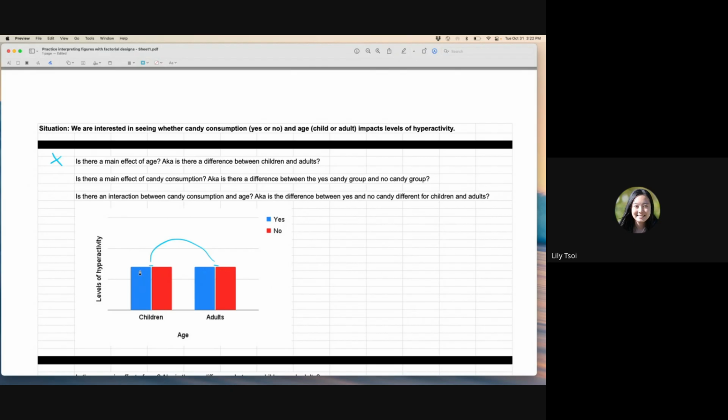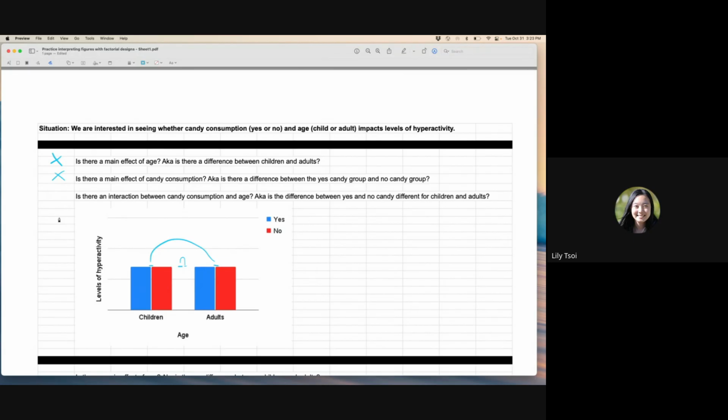So we're looking at the mean of the blue bars. That's somewhere around here. And we're looking at the mean for the red bars. That's also somewhere around here. And the question is, are these two means the same or different? If it is different, then we have a main effect of candy consumption. If it's not different, then we do not. So here, the two means are similar, so there is no main effect of candy consumption. All right, so let's take a look at the next one.